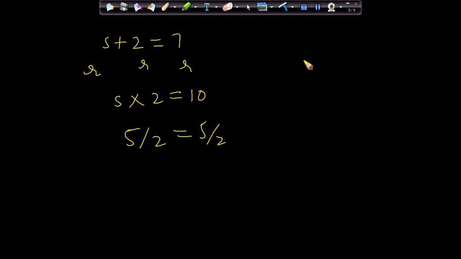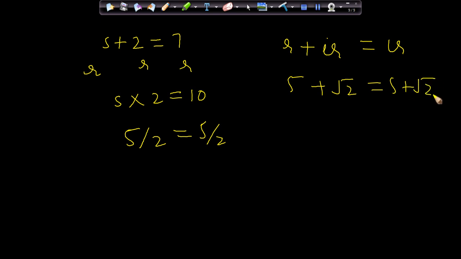Now, if I add an irrational number to a rational number, the result will be irrational, right? If I add 5 and root 2, then 5 plus root 2 is an irrational number. If I multiply a rational number by an irrational number, 5 into root 2, the result is irrational.